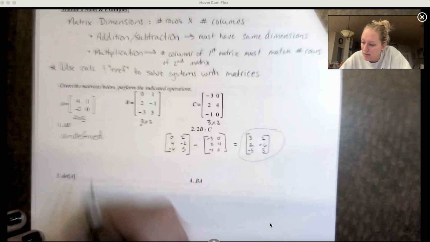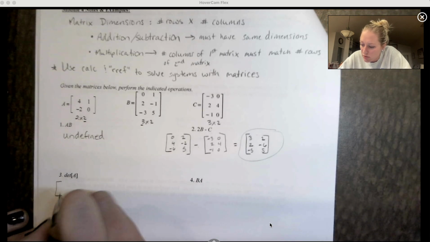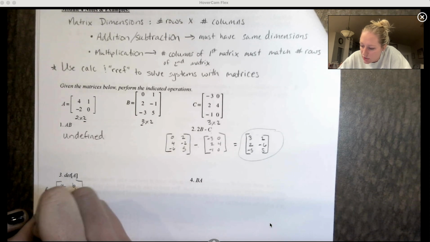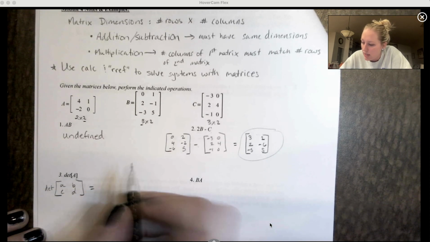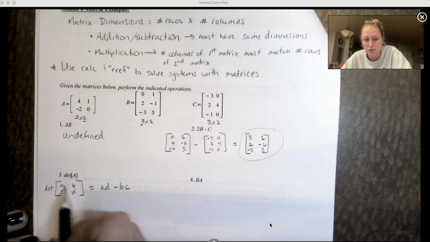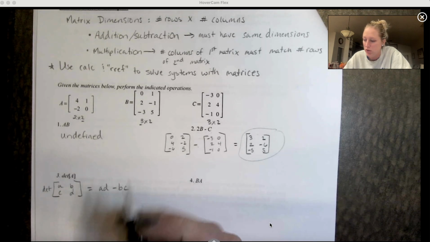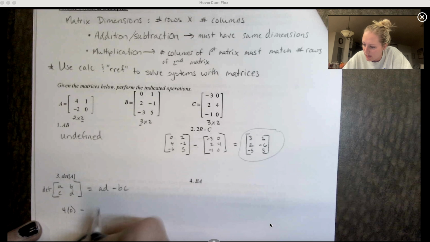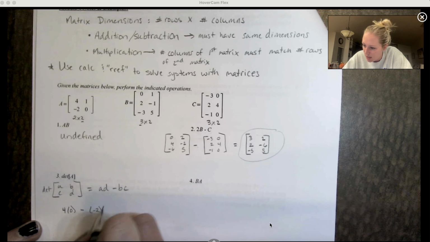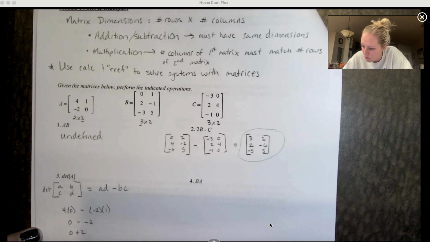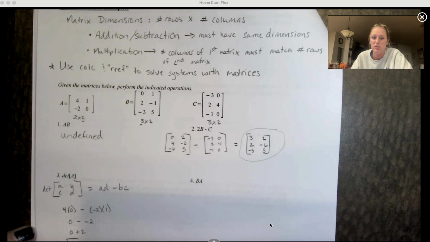Okay, determinant of A. I'm just going to write this. Determinant of this is AD minus BC. So we multiply the diagonals, and then we subtract. So for A, that would be 4 times 0 minus -2 times 1. So 0 minus -2, or 0 plus 2. So 2 is the determinant.